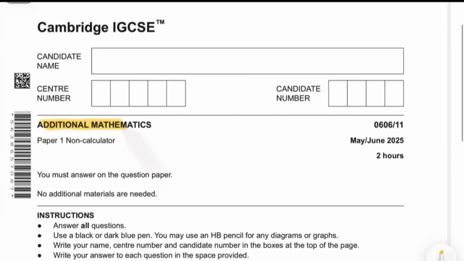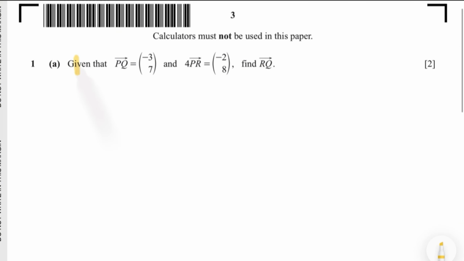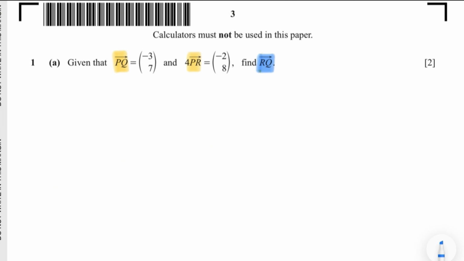In this video we're going to talk about Additional Math Paper 1 Non-Calculator for May June 2025 Variant number 1. Question number 1. Given PQ = (-3, 7) and PR = (-2, 8), find RQ. This vector question tests two concepts.